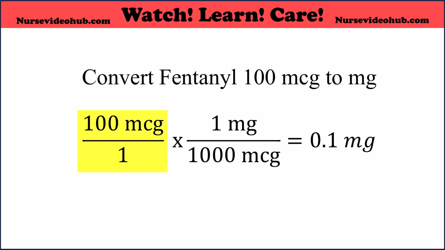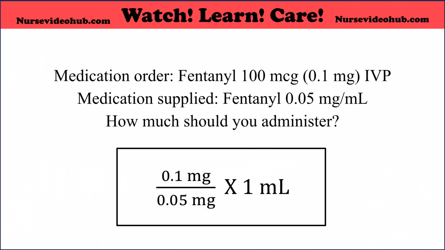Place the dose you have over 1. 100 micrograms over 1. Multiply by the conversion factor of 1 milligram equals 1,000 micrograms. The desired dose is converted to 0.1 milligrams of fentanyl. Now you can fill in the formula. The quantity or form of the medication is 1 milliliter. Place that in the formula. The desired or prescribed amount is 0.1 milligrams of fentanyl. Place that number in the formula for the desired dose.